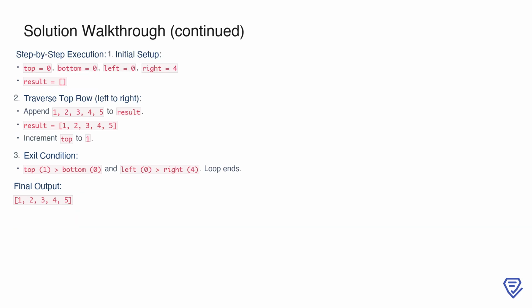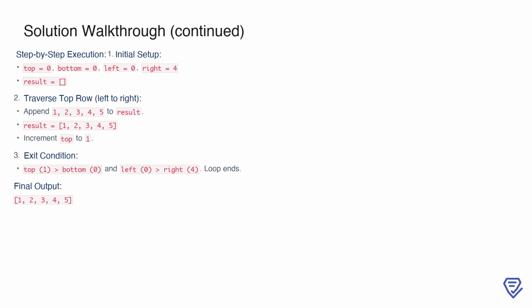In the case of a single row matrix, the initial setup defines top equals 0, bottom equals 0, left equals 0, and right equals 4, while the result array starts empty. Since there is only one row, we traverse it directly from left to right. The elements 1, 2, 3, 4, 5 are appended to the result, updating it to 1, 2, 3, 4, 5.